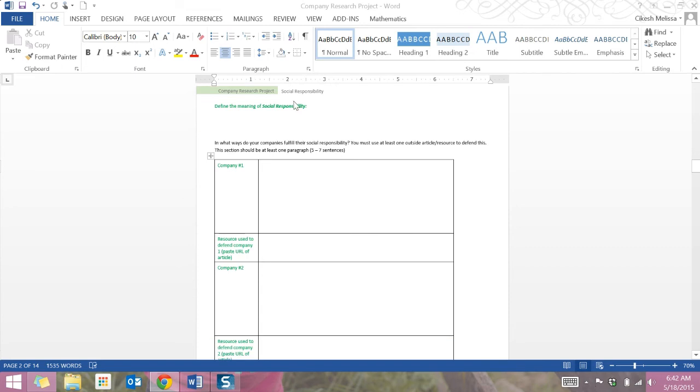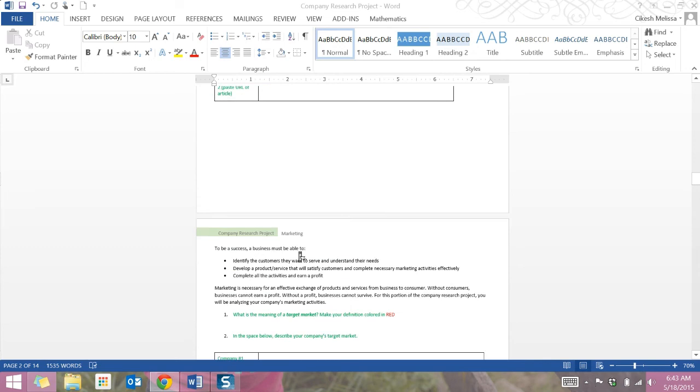Social responsibility. Give me a definition for social responsibility. And then for this section, you're going to find at least one outside source or article about each company telling me how they are or are not socially responsible. So you're going to give me the summary right here in Company 1 and Company 2. And then all I need you to do is paste the URL into this second box. So just copy and paste from wherever you find it online.